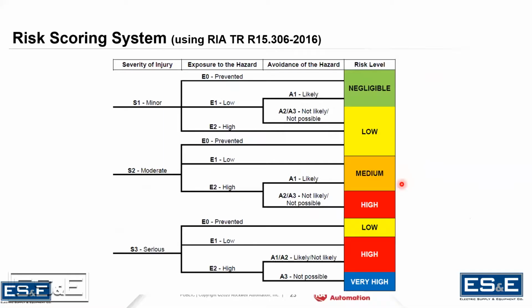Here's another one that I think is probably getting a lot more traction, especially in the robotics applications. This has three levels of injury, so minor, moderate, and serious, and we'll look at those definitions next. It has initially two levels of exposure, just low and high, and they're defined. And then after we implement our safeguards, we could use zero, meaning it's been prevented by the use of safeguarding. And then three levels of avoidance, likely, not likely, or not possible. So let's look at those definitions briefly.